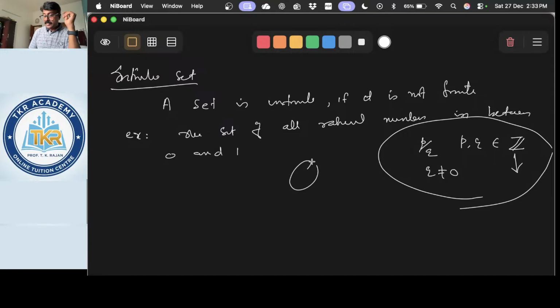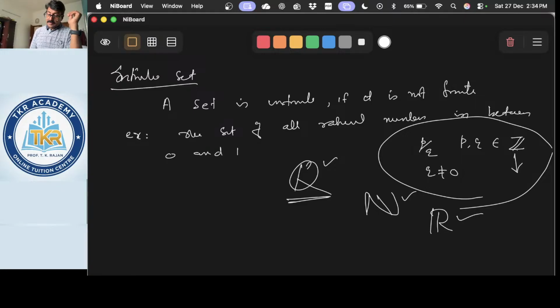The set of all rational numbers we denote by the letter Q. The set of all natural numbers we denote by N. The set of real numbers is denoted by R. You remember these letters commonly used for naming these subsets of real numbers: the set of all integers Z, the set of all rationals Q, the set of all natural numbers N, and the set of all real numbers R.